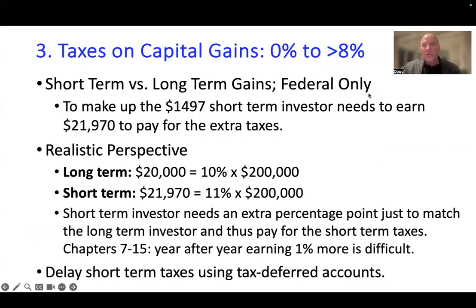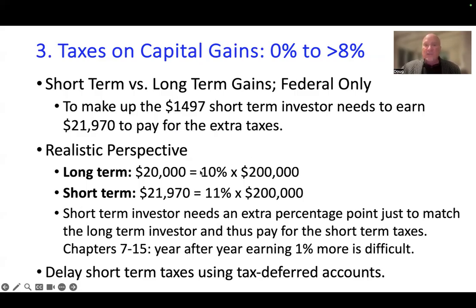And here again, I'm only focusing on the federal taxes. So the short-term investor is $1,500 less than the long-term investor. They've got to make that up. Their investing scheme has to be better than the long-term investor's. So let's imagine the long-term investor made $20,000 over the long term, longer than 12 months. So that would be, say, 10% multiplied by 200,000.